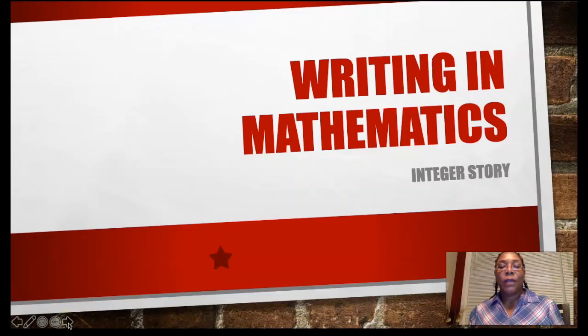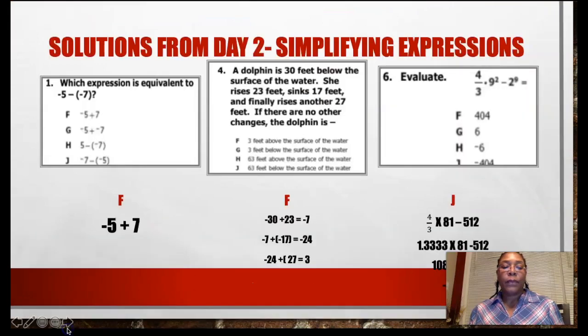Today we're going to be doing a little writing in mathematics, so you're going to need a pencil or pen and some paper. We're going to first go through our independent practice to make sure we have those answers. So go ahead and get that information out from yesterday's lesson. We're going to go over the answers, and you can check your answers with my answers, and hopefully we have the same solutions. So for number 1, our answer was F.